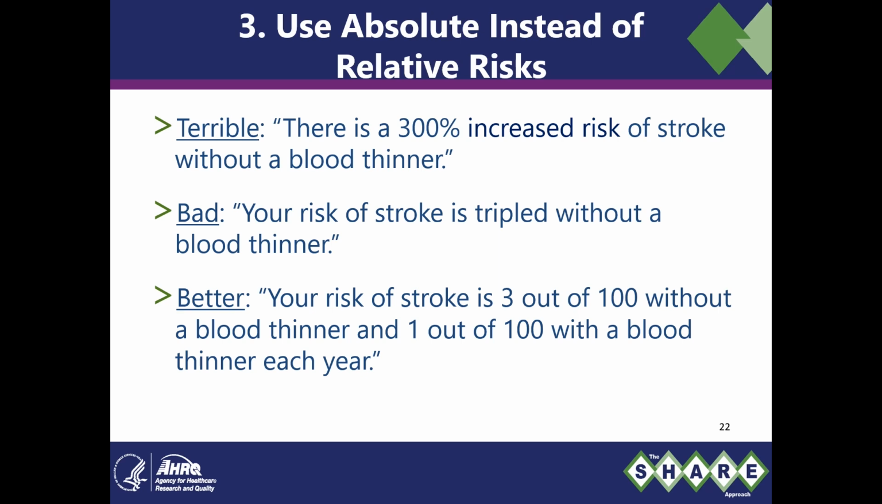The same problem is true if you use language like that in the second bullet, saying your risk of stroke is tripled without a blood thinner. While both are technically true, this type of presentation will lead to misunderstandings. A better way to say this would be to say your risk of stroke is 3 out of 100 without a blood thinner and 1 out of 100 with a blood thinner.